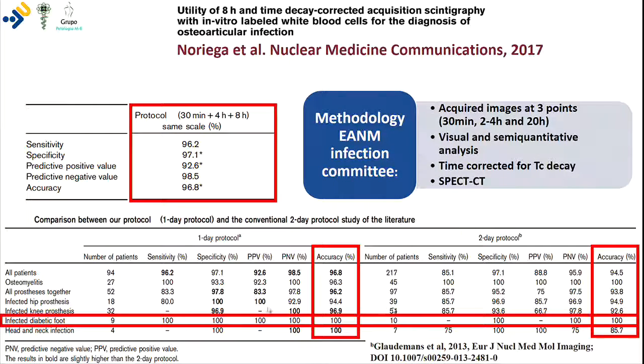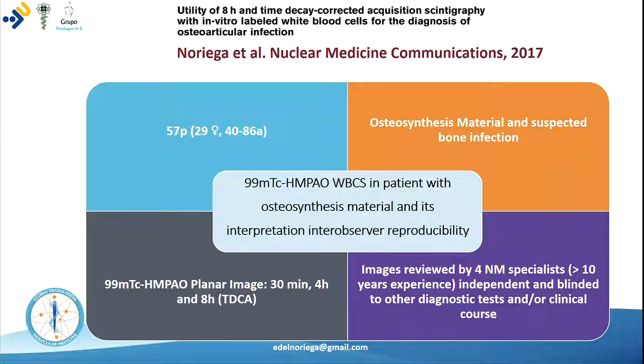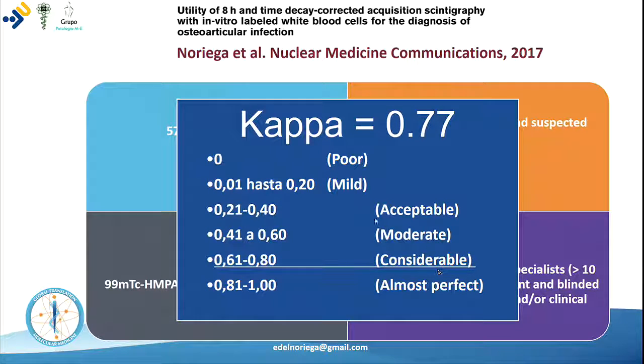And comparing our 1-day protocol with the 2-day protocol from the literature, the results are very similar, even higher in some aspects. So in order to confirm the reproducibility, we also analyzed 57 patients with osteosynthesis material. The images were reviewed by 4 nuclear medicine specialists, blind to other diagnostic tests or to the clinical course. And we calculated a kappa index. The result was considerable. So using this methodology, we can avoid inter-observer variability.